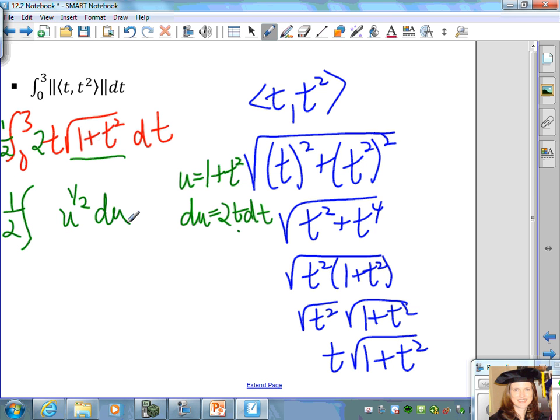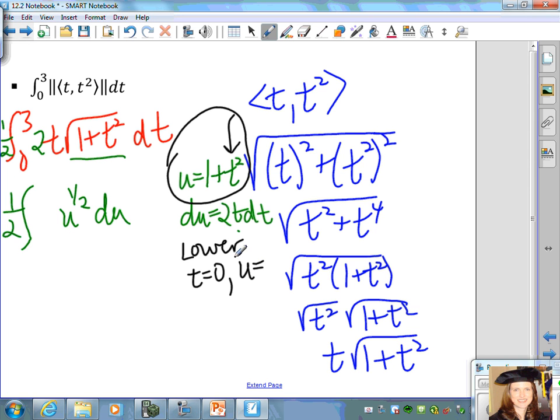Now when I convert the definite integral in terms of t to a definite integral in terms of u, I also want to adjust the bounds. To adjust the bounds, I'm going to look at my lower bound. The original lower bound was t equals 0. If I plug t equals 0 into my u substitution, my lower bound for the integral in terms of u ends up being 1. Put a 0 where the t is and simplify to get the lower bound 1.